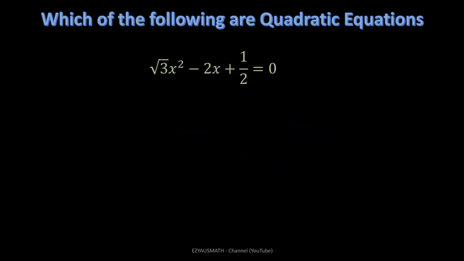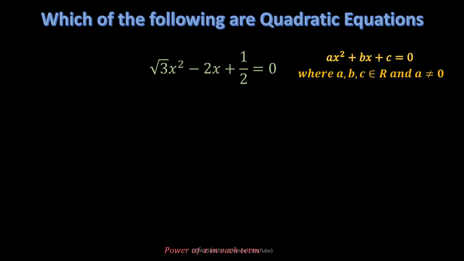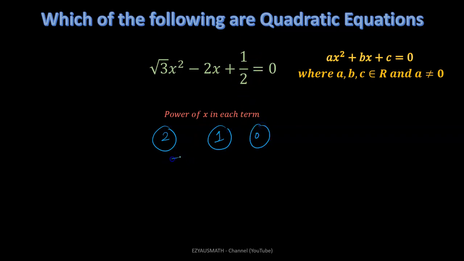In this example, let us quickly start checking one by one. First of all, what is the power of x in each term? Quickly, the power of x here is 2. The power of x in the second term is 1. The power of x in the last term is 0. As we see, 2, 1, 0 are all whole numbers. So this is okay.